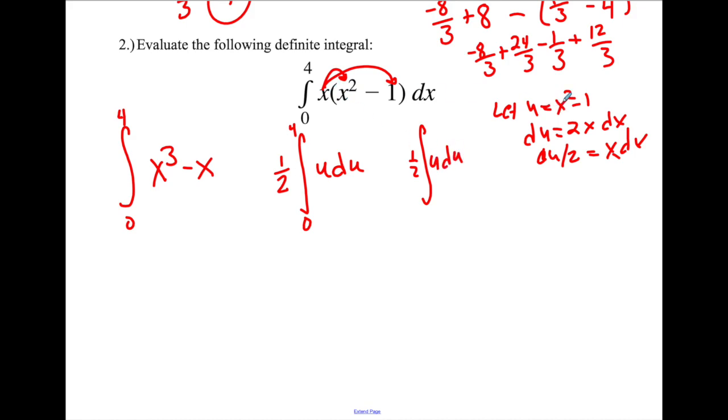4 squared is 16, minus 1 is 15. 0 squared is 0, minus 1 is -1. And then you could finish it off with u. So let's see what happens if you do each one. So this will be the blue option.